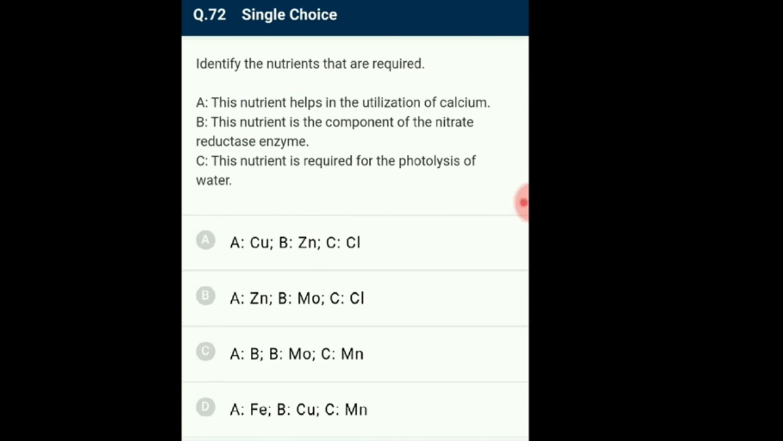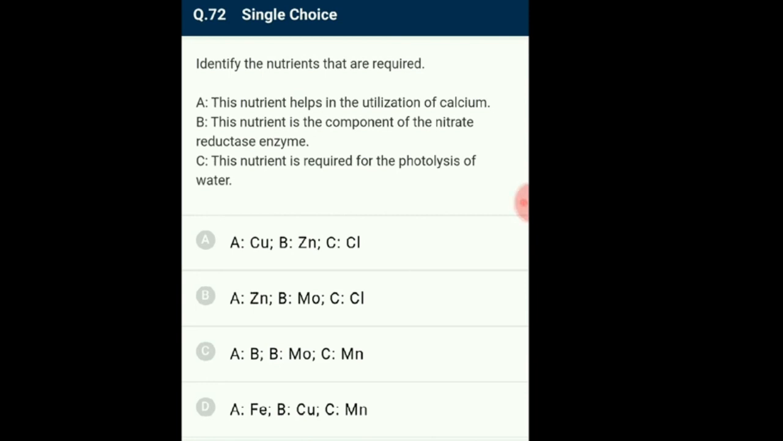Boron is required for uptake and utilization of calcium, membrane functioning, pollen germination, cell elongation, cell differentiation, and carbohydrate translocation. Molybdenum is a component of several enzymes including nitrogenase and nitrate reductase. Both of them participate in nitrogen metabolism.